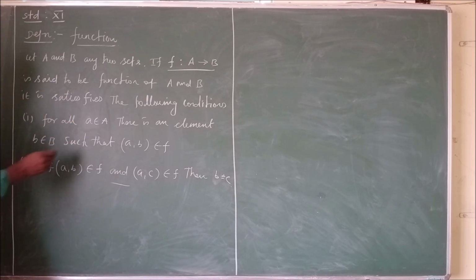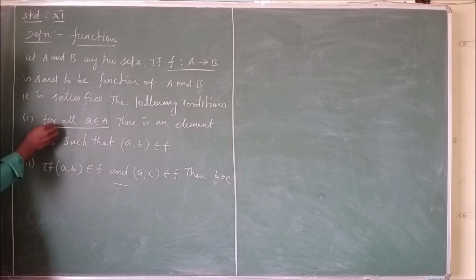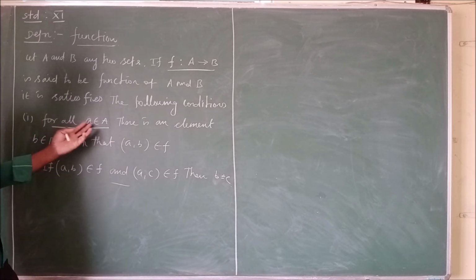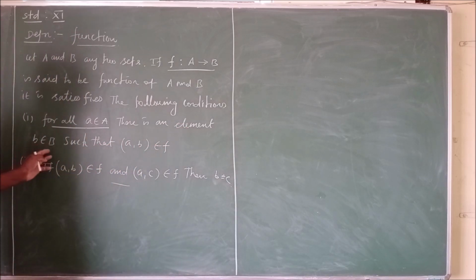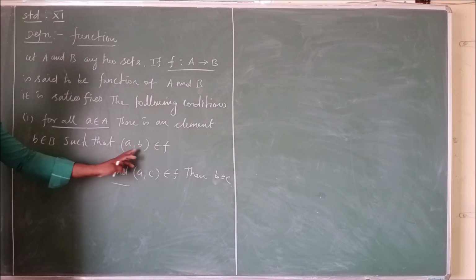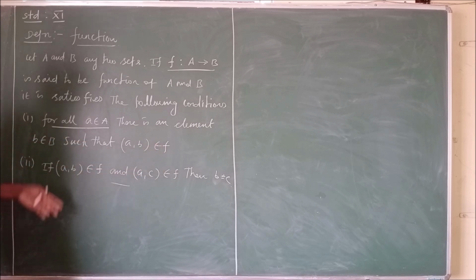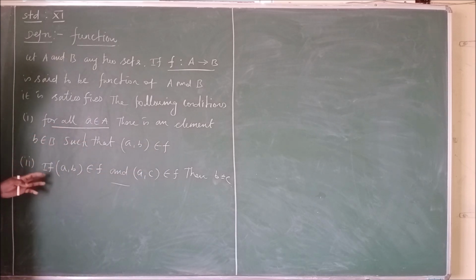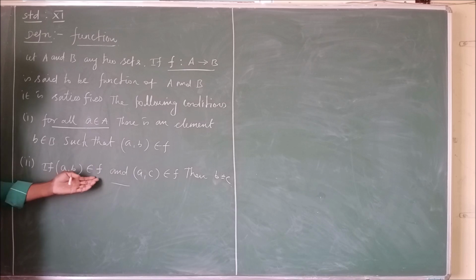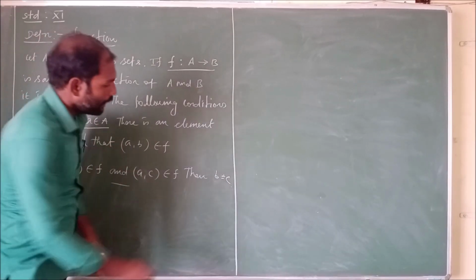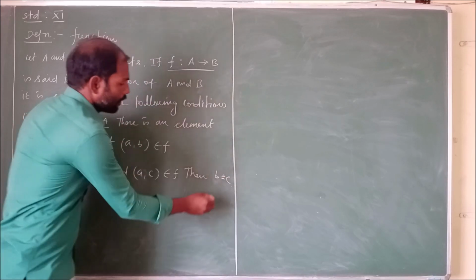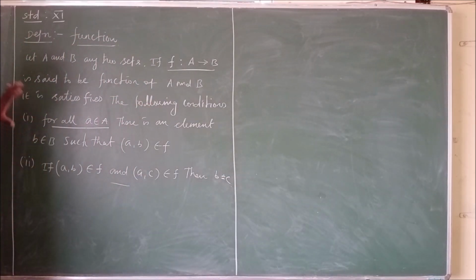First condition: for all a belongs to A, there is at least one element b belongs to B such that (a, b) belongs to f. Second condition: if (a, b) belongs to f and (a, c) belongs to f, then b equals c. This is the basic definition of a function.